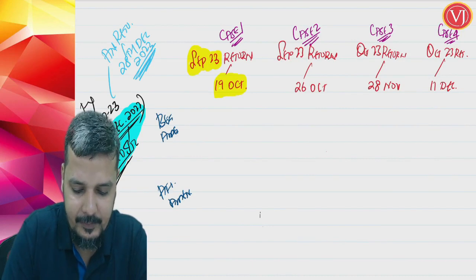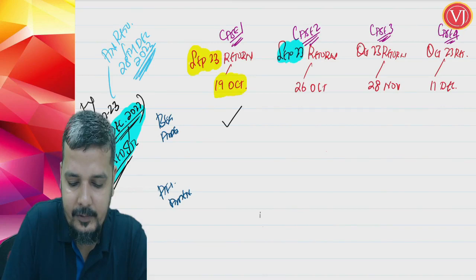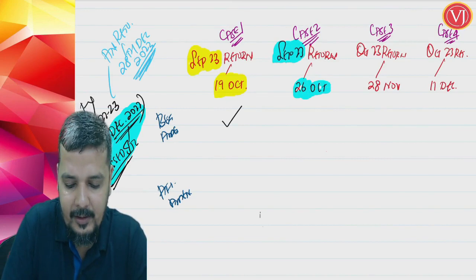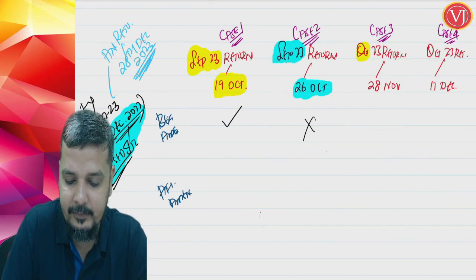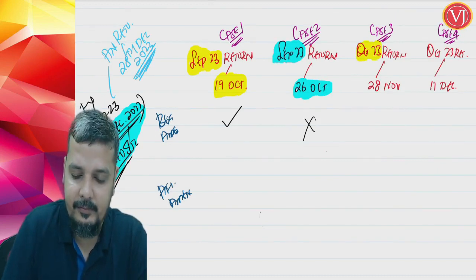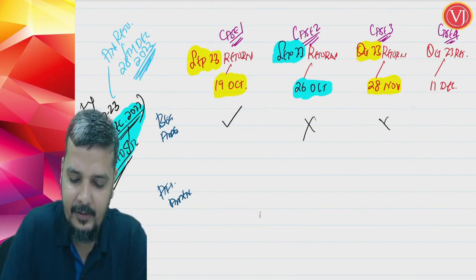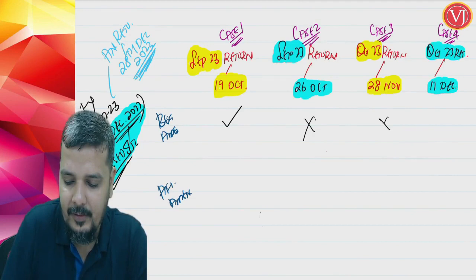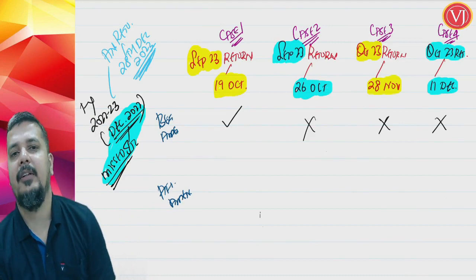The credit was available. But if it is September 2023 written, September of next financial year written, but filed after the due date, I was not allowed to take the credit. And obviously, if it is October return filed after the due date, I cannot take the credit. If it is October return filed very late, obviously both the cases are filed after the due date, I cannot take the credit.